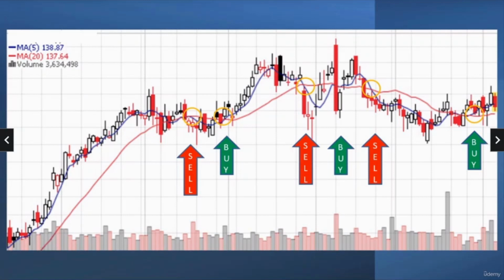Again, if you have longer, let's say instead of a 5-day, I was using maybe a 40-day or 50-day moving average for the pink line, there might be fewer times where they cross. So that's where you can adjust those to see what's comfortable for you.